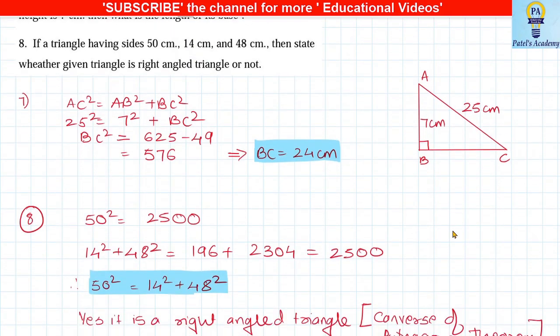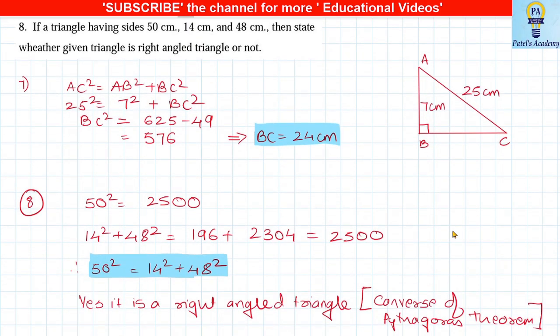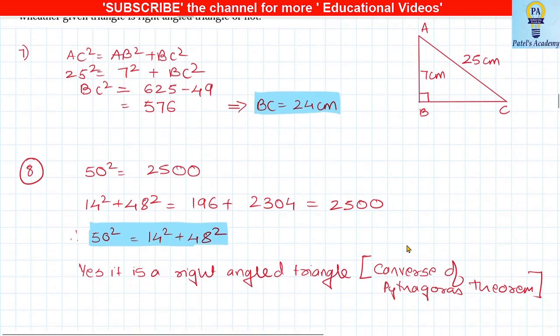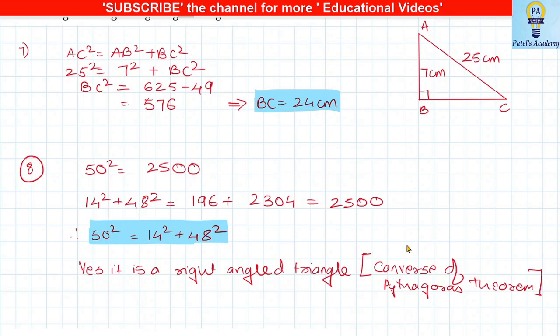Eighth sum. Again, we have to check whether it is a right angle triangle. Biggest number square, 50 square is 2500. 14 square plus 48 square is 196 plus 2304. That is again 2500. So what we see is both are same. So that is what we write: 50 square equals 14 square plus 48 square. So yes, it is a right angle triangle. And students, don't forget to write down the reason. Yes, this is the reason: converse of Pythagoras theorem.